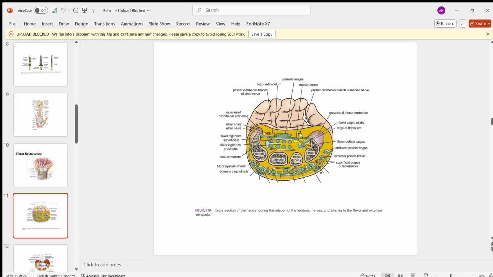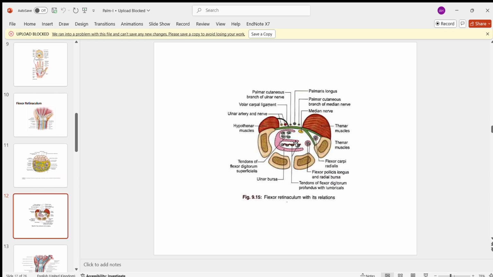Now the structures that are passing below the flexor retinaculum are the flexor carpi radialis, the flexor pollicis longus, the 4 tendons each of flexor digitorum superficialis and flexor digitorum profundus, and the most important one is the median nerve. If the median nerve is compressed in some disease of the flexor retinaculum, that is called carpal tunnel syndrome. We can see various symptoms.